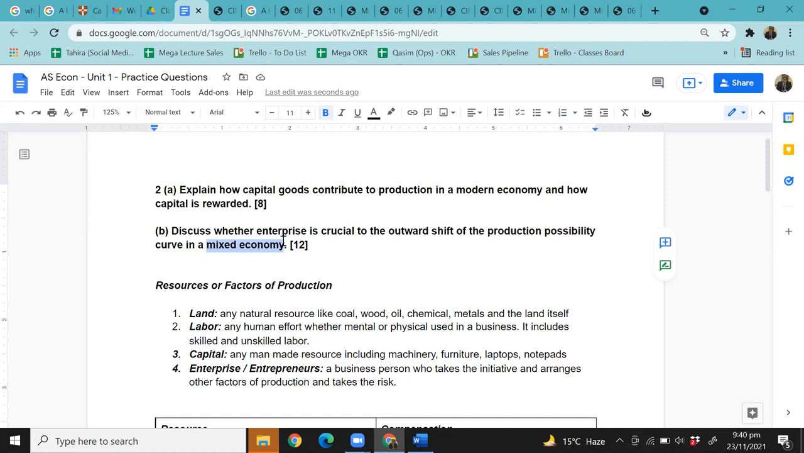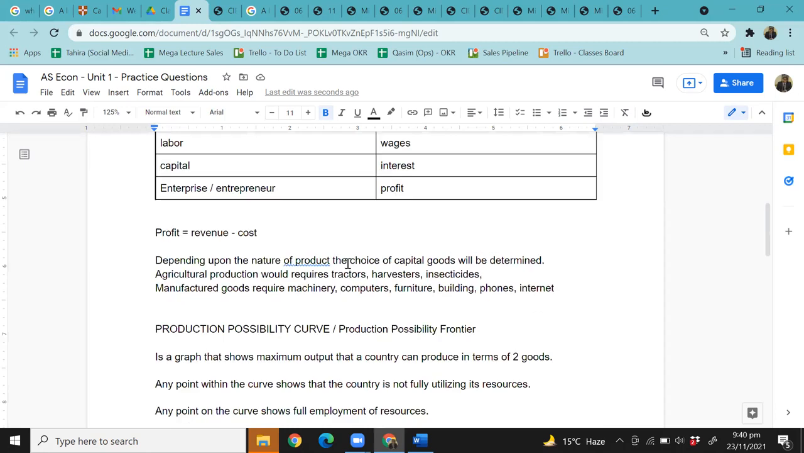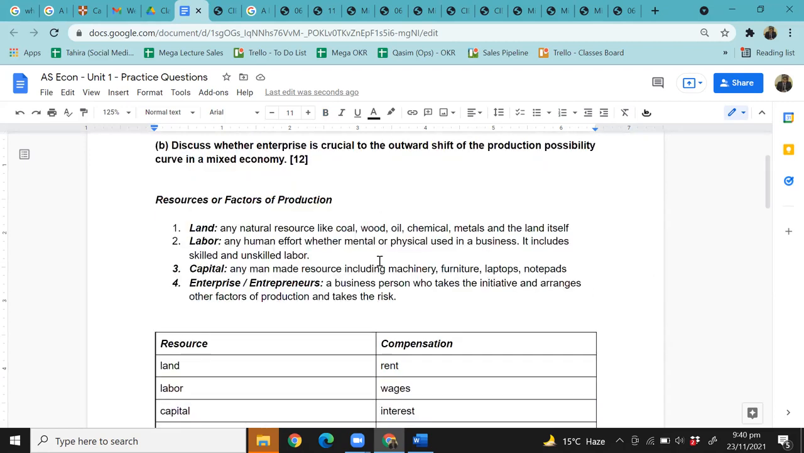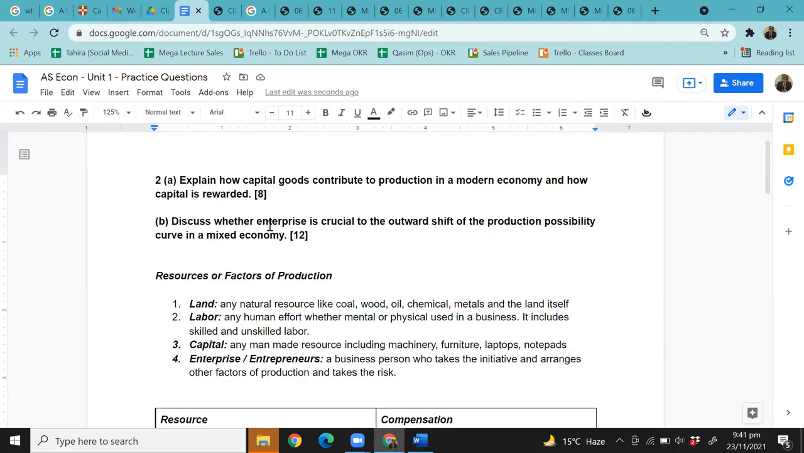In this question, first of all, you define mixed economy the way I did. Then you explain the production possibility curve. You will explain that the PPC is a graph that shows the maximum output that a country can produce in terms of two goods. Now, what is the question saying in simple words? Why is enterprise important, crucial meaning important, for the outward shift of the PPC in a mixed economy.